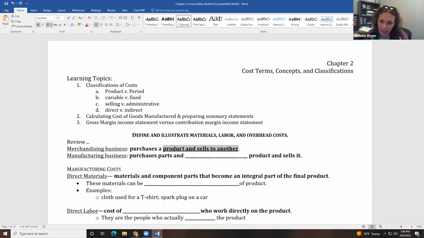In managerial accounting, we're going to focus on manufacturing businesses. So instead of buying stuff and selling it to others, we are going to make it. A manufacturer purchases parts, creates a final product, and sells it. So we're going to take pieces and parts and make a bicycle. We're going to take pieces and parts and make a car. We're going to take pieces and parts and make bracelets. So we're going to do different manufacturing environments.